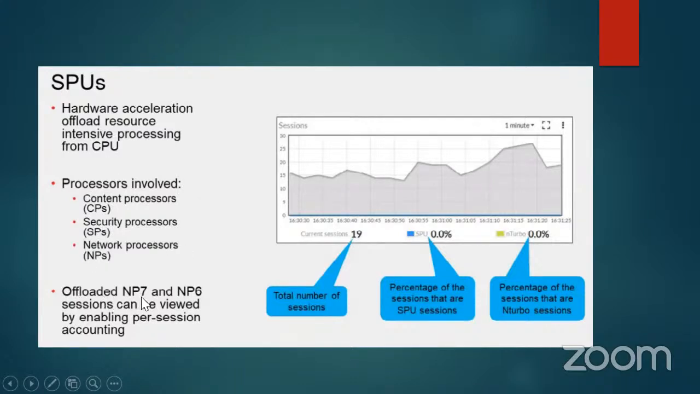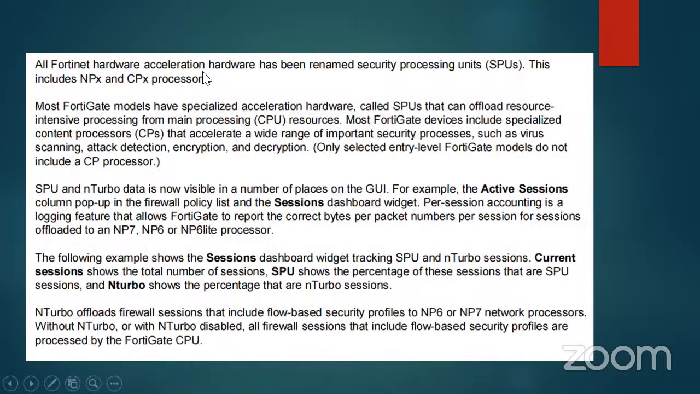A few types of network processing units are NP7 and NP6. So all Fortinet hardware acceleration has been renamed to SPUs. Like I said, SPUs are basically your hardware accelerations. This would include the network processor and content processor. The content processor will be doing the inspection, the offloading and acceleration of the inspection part. NPX is something that will be doing the offloading of the network traffic.